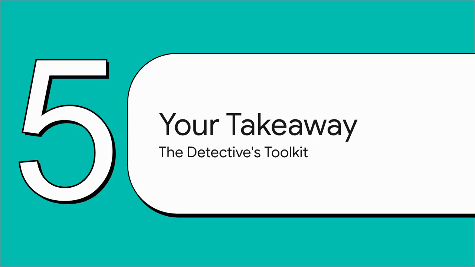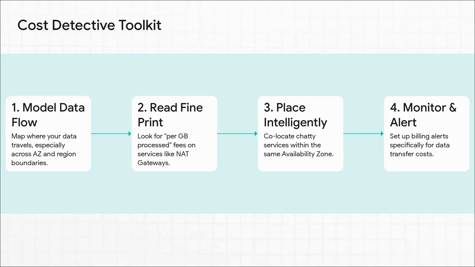So, the big question is, how can you do this too? Well, we're not going to leave you hanging. Here is your official Cost Detectives toolkit to take with you. It really just boils down to these 4 things. 1. Actually map out your data flows. You can't fix what you can't see. 2. Read the fine print. Always be on the lookout for that per gigabyte processed fee.